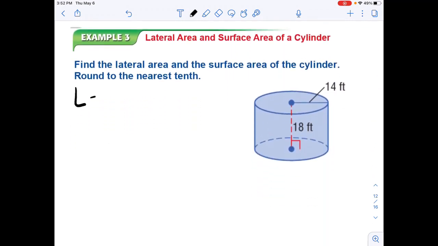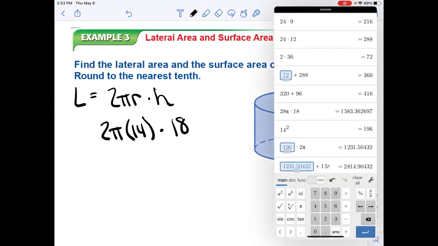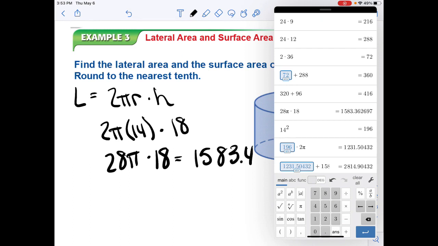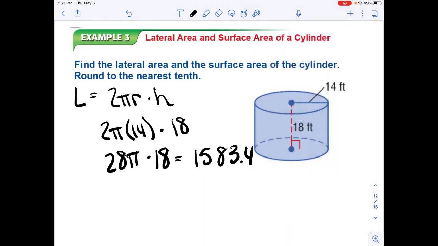So find the lateral area. Lateral area is just circumference, 2 pi r, times the height, and then we're going to find the surface area. So I just plug in what I'm given, 2 pi times my radius times my height. So 2 pi times 14 is 28 pi times 18. If I go ahead and finish this out, I end up getting 1,583.4. Now that's my lateral area. I'm done with my lateral area.